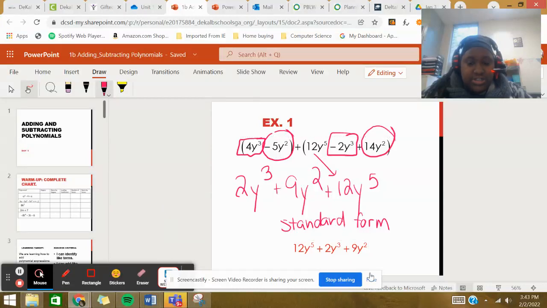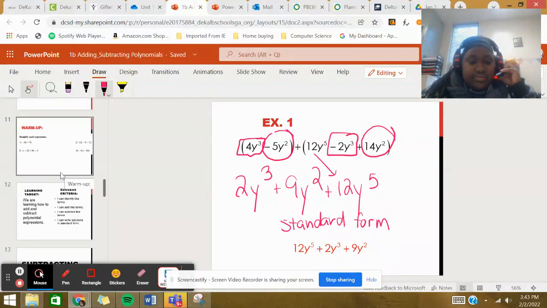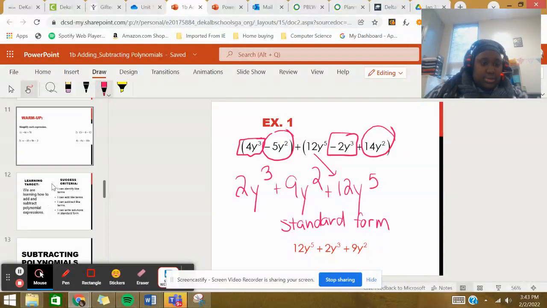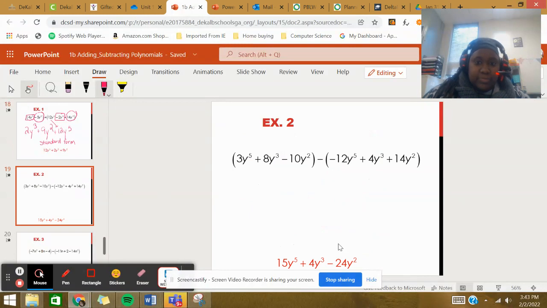Okay, so we just finished example one. Make sure that you guys have copied that down. We're going to go ahead and move on to the next example. And we are still on adding and subtracting, the note page that you guys had. So now let's look at our next example, guys.